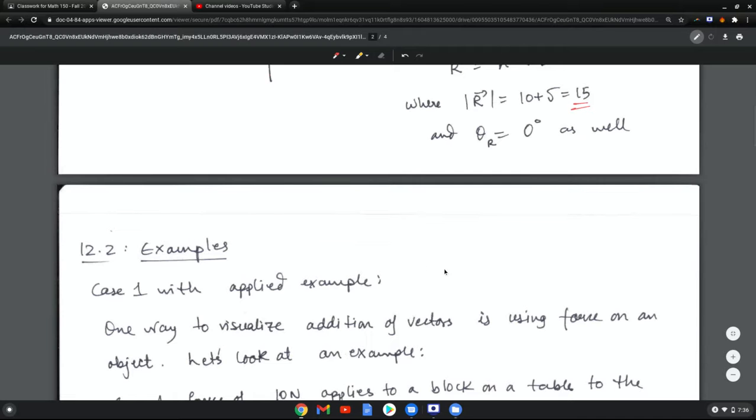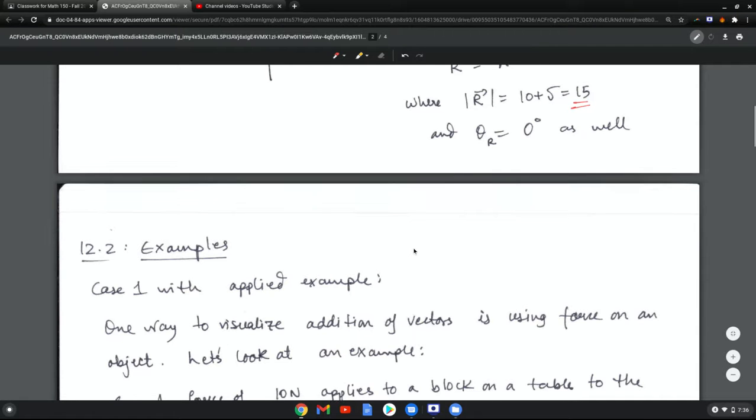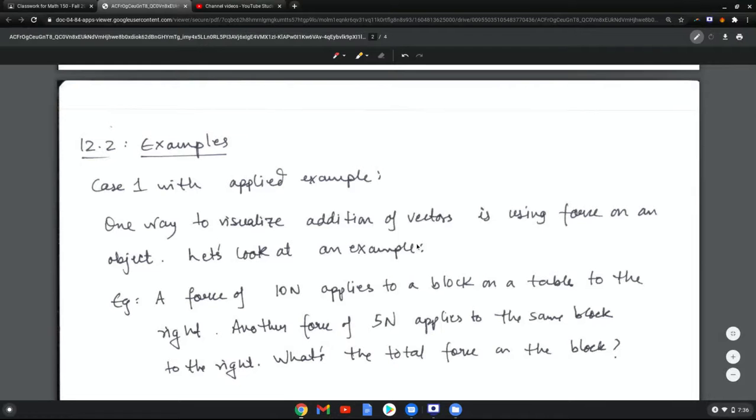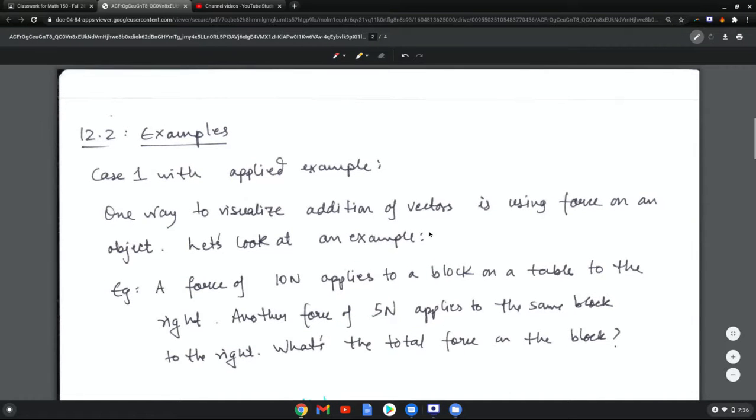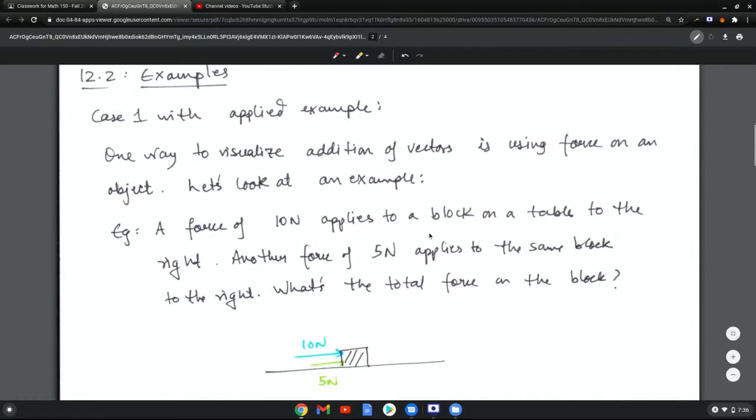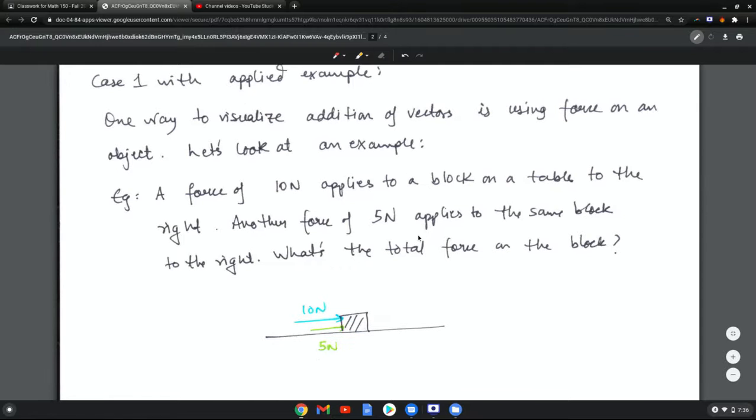Now let's look at an example with an application. One way to visualize addition of vectors is to use force on an object. For example, say a force of 10 Newton applies to a block. The Newton here, N, that's just a unit. It's a unit for force, just like kilograms or pounds and meters, etc. There's a block on a table. 10 Newton applies to the right, and another force of 5 Newton applies to the right. What's the total force on the block?